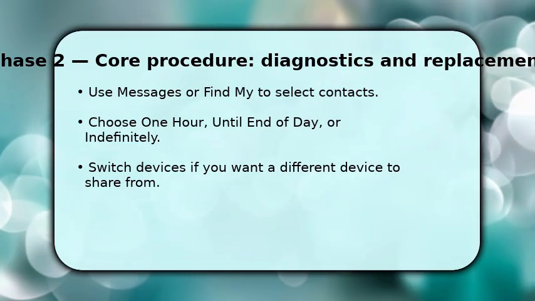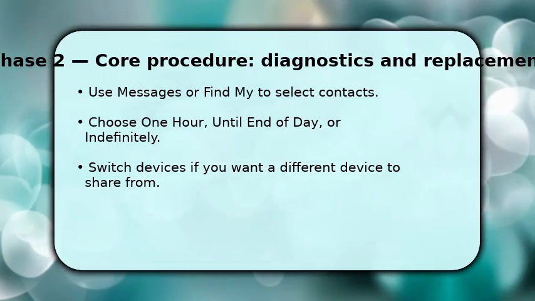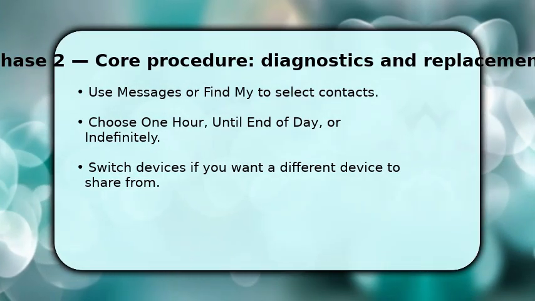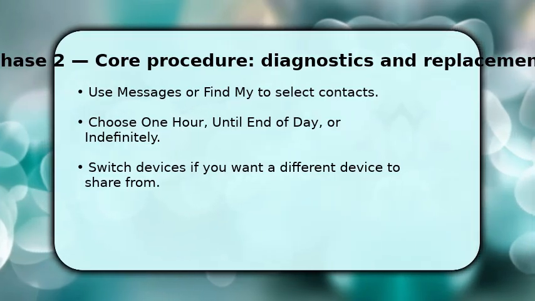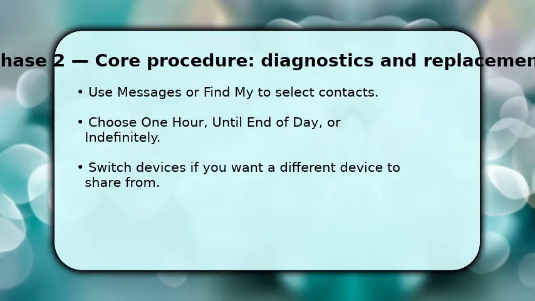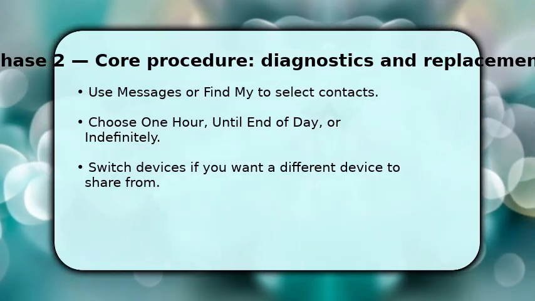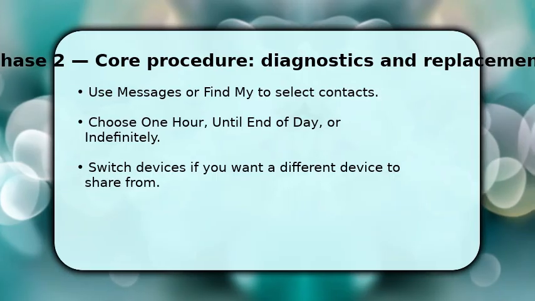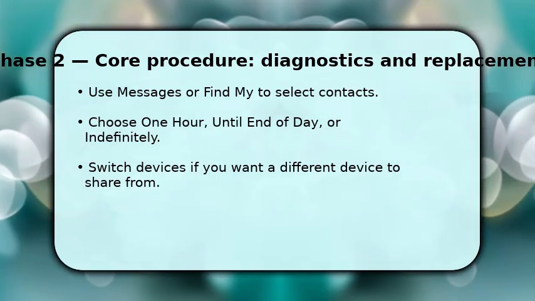Next, choose the duration: 1 hour, until end of day, or indefinitely. Each has clear use cases, so pick what fits. If you want your iPad or a different iPhone to be the source, select Use this device to switch the sharing device. Once set, the recipient will see live updates until you change the setting.